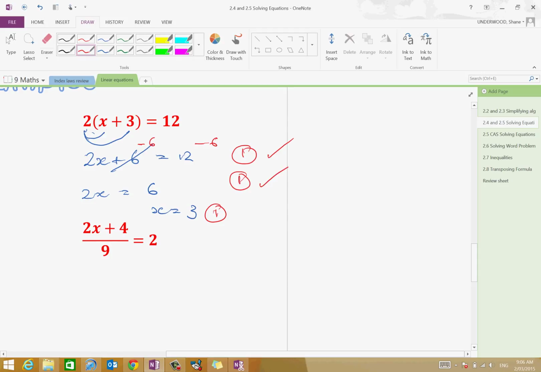Or you could have done it another way. Rather than deal with this, you could have got rid of the 2. You could divide both sides by 2 first. And if you divided both sides by 2, you're going to have x plus 3 is equal to 6. And then you subtract 3 from both sides to get x is equal to 3. Two methods. It doesn't matter as long as you show your working.